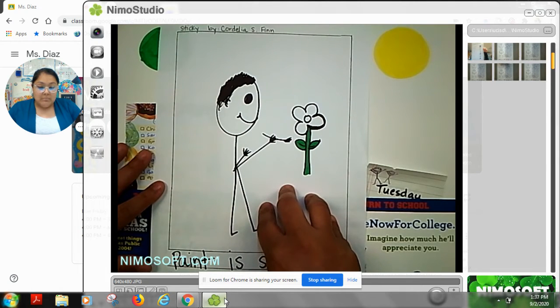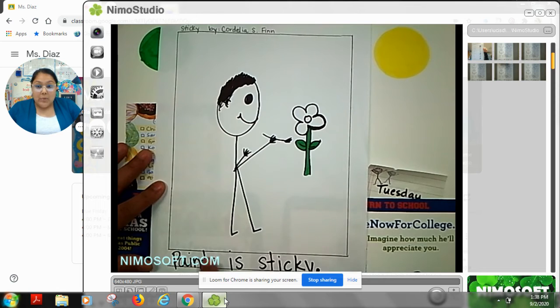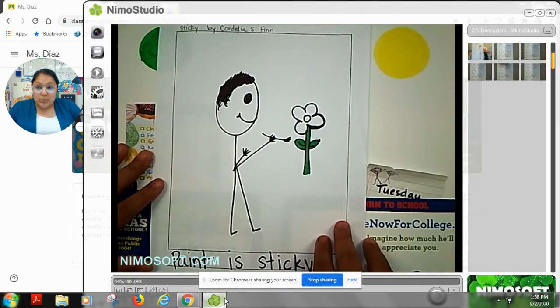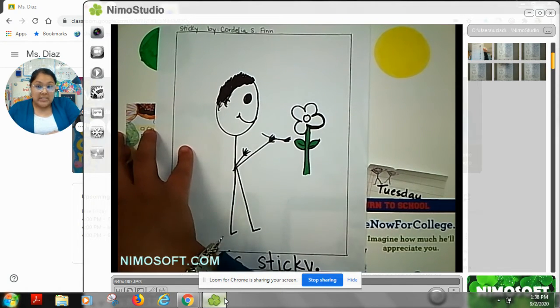But if you know that you need to add something, like maybe you need to color something, or you need to draw some more things, or you need to label your paper or add a word or two, then go ahead and put it in the green side.